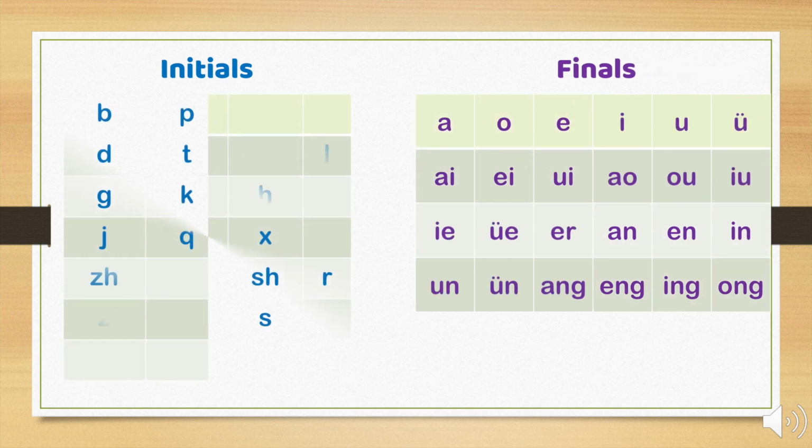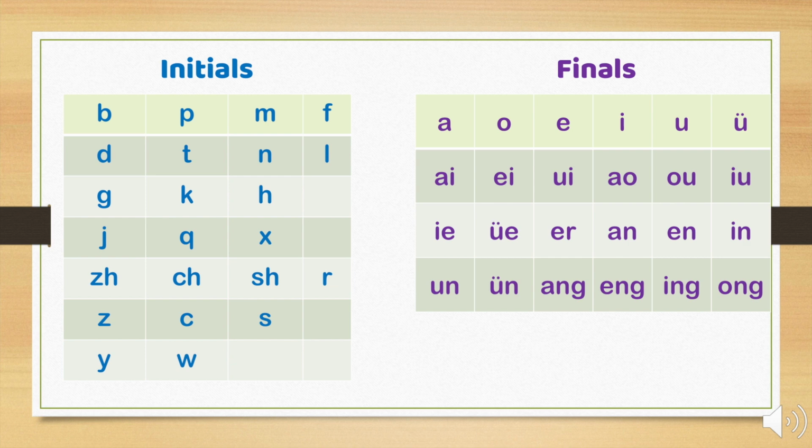The Chinese alphabet has two categories, initials and finals. They are the beginning sounds and ending sounds. The initials should be pretty familiar to you, as many of them have similar sounds as in English. But the finals are very different.